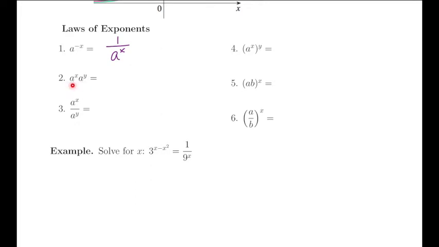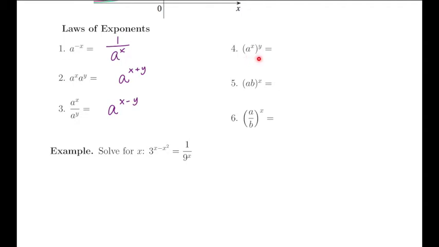For the second one, we have a to the x times a to the y. If I want to write it as a single power of a, we can add the exponents. So this is the same as a to the x plus y. Similarly, if I want to write this using a single a, what we can do is subtract the exponents. So this is the same as a to the x minus y.